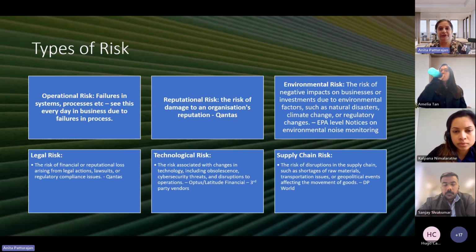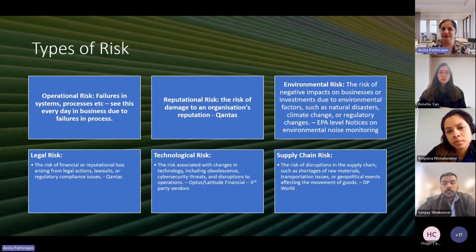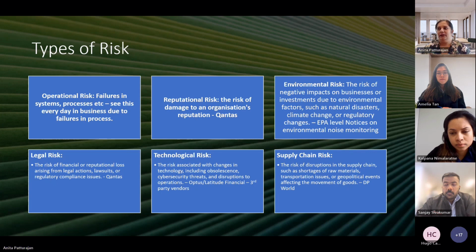Of course, technology risk can be a huge issue as well. It's the type of risk that most companies are concerned about currently, like the Optus outage that we experienced last week, and Latitude Financial, which had a cybersecurity hack through their third-party vendor platform that resulted in loss of personal data for a number of customers. So again, this can be a significant issue.